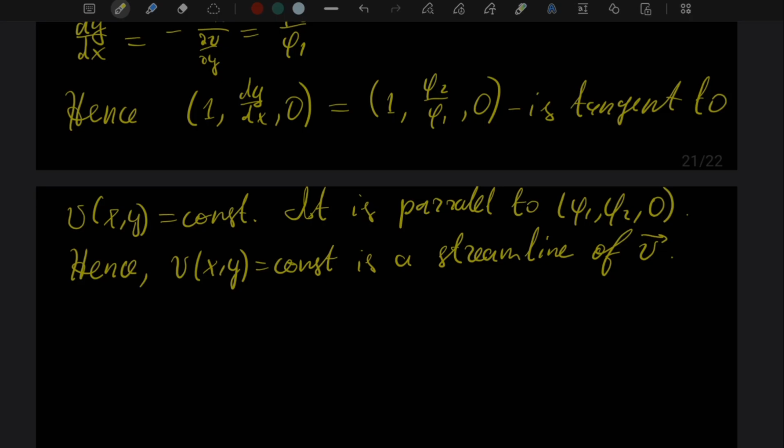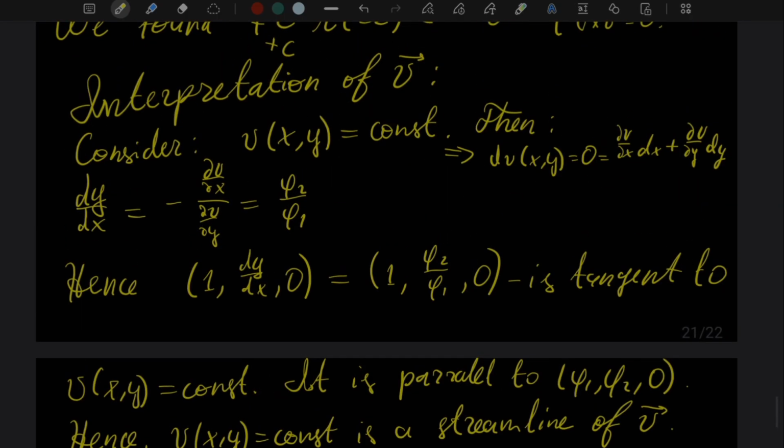But basically, if we let a particle go with a vector field, so that the vector field describes its velocity, then the path will follow a line that is exactly v of x and y is equal to constant. It will describe that line. Okay, now to make it more accessible and simpler, let's have a look at the visualization.